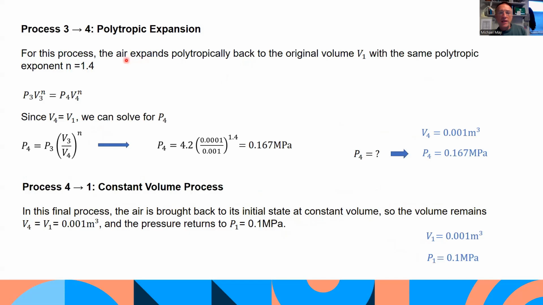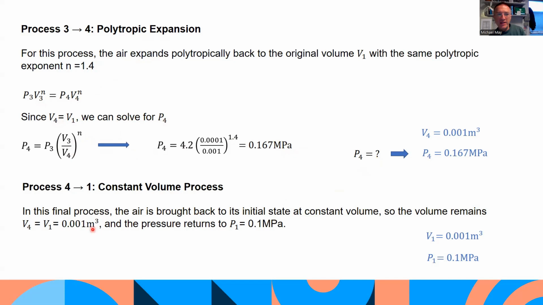The polytropic expansion. Once again, we use this relationship P3 times V3 to the power of N equals P4 times V4 to the power of N. And since V4 equals V1, we can now solve for P4. So we have V3 and V4, and we have P3, and P4 works out to be 0.167 megapascals.